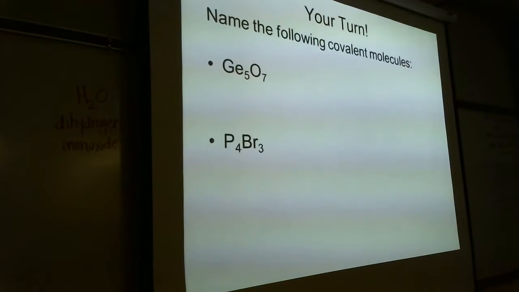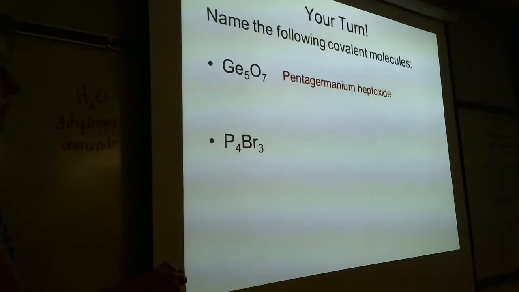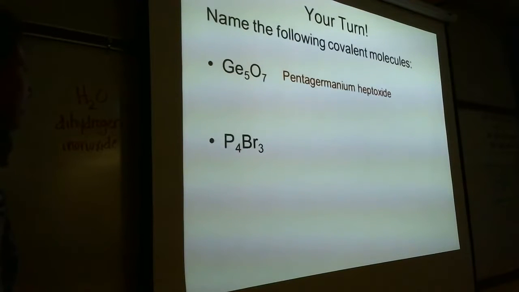Okay, what prefix goes with 5? Penta, and what prefix goes with 7? Hepta. Are these both nonmetals? Yes, I mean, technically Ge is a metalloid, but it's close enough. So pentagermanium, excuse me, germanium. Oh, I said it right. Geranium is a plant, germanium is the element. Pentagermanium heptoxide, right? We dropped the A. It's not heptaoxide, it's just heptoxide.